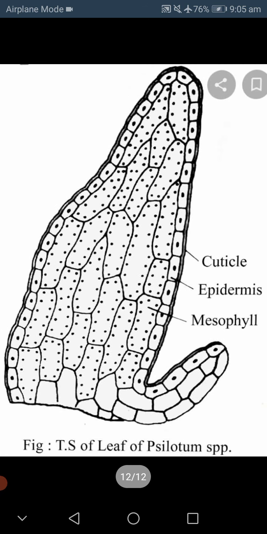of xylem and phloem. There is no conduction of food and water, so the photosynthetic function is completely absent in the leaf, but the Xylotum aerial shoots are responsible for the production of food, so photosynthesis occurs there. This is about the TS of the leaf.